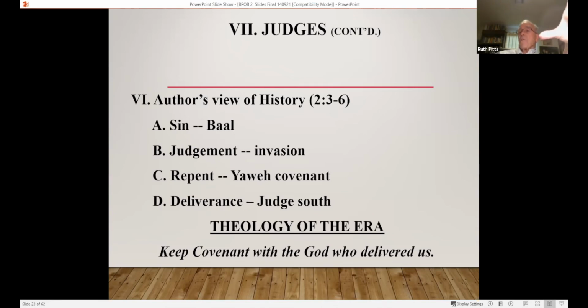So this is like a frame story or frame structure that's placed on every one of these stories. So that tells us the belief of the author and how they are presenting this era of the judges. So keep the covenant with God who delivered us. They keep coming back to this idea. All right.